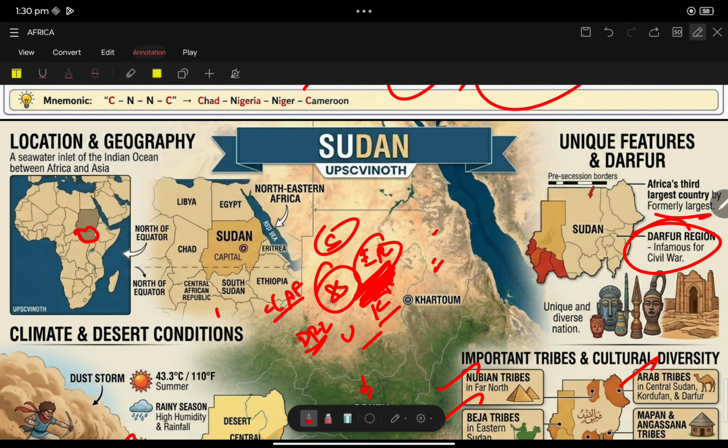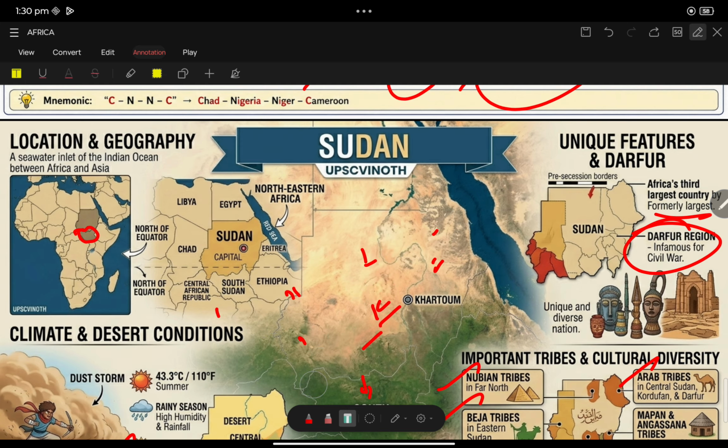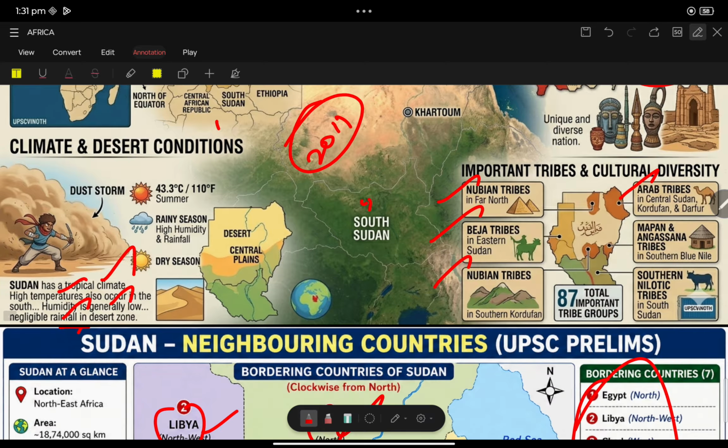South Sudan has a tropical climate, also with high humidity. It gained independence from the Republic of Sudan in 2011. Mark the year 2011. South Sudan is mostly a swamp region because of the Nile River. The population of South Sudan is about 11 million people, which is not very important, so just keep it as a point.